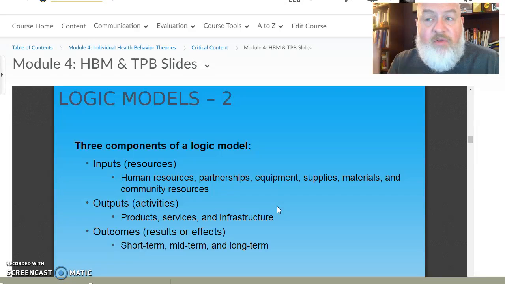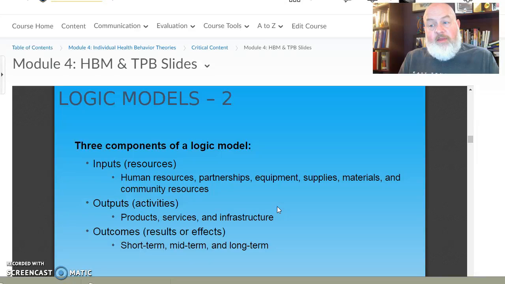So out of these resources, what kind of activities are you going to have that pertain to your intervention? What are your products? Are you coming up with a product? Are you coming up with a service? Are you coming up with some type of infrastructure that is helping to support what you want to do? And then lastly, your outcomes. What are the results or the effects that you are expecting to see?